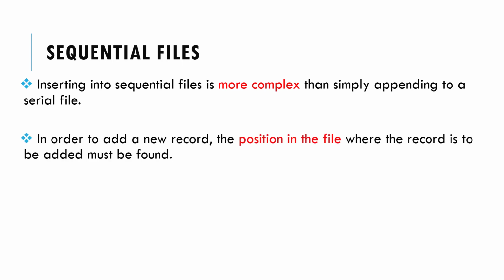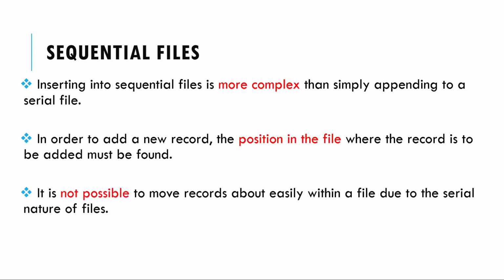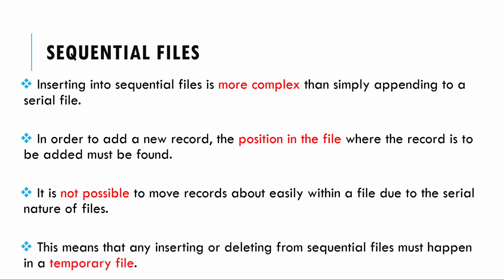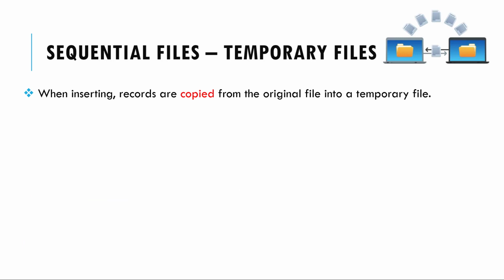So when you insert into a serial file, you just append it, don't you? Sequential files are much more complex. So what we need to do is add a record, find the position in the file where the record must be added, and then think about moving the records around to put it in there. In order to do that, we need to create a temporary file to move things around. So let's nail this process then.